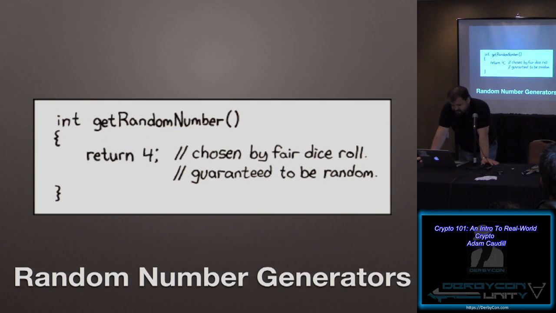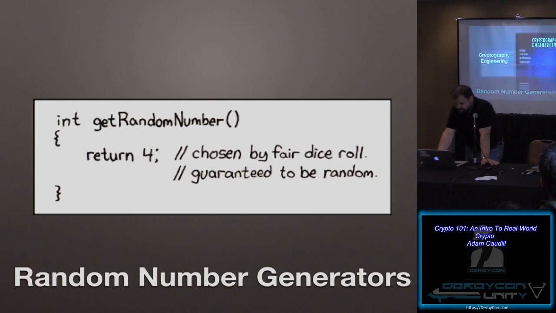If you're using some Nix variant, you want to use dev urandom. Not random, urandom. If you're using Windows, CryptGenRandom. If you're using anything else, you're doing it wrong.